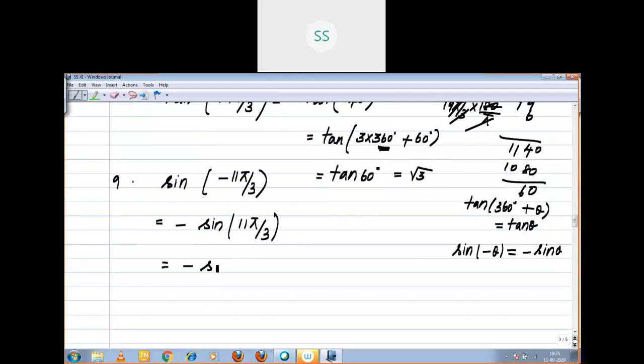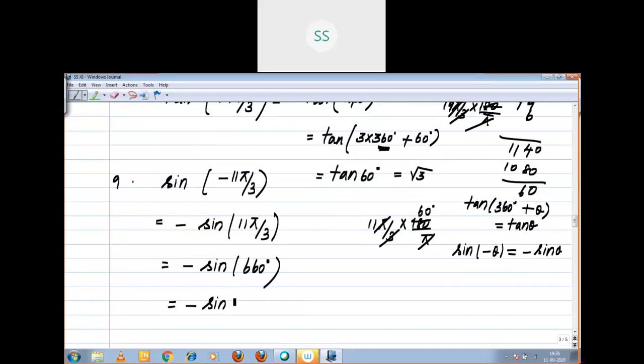Here also radian you are going to convert it to degree. When you get it as 660 degree. Right? 11 pi by 3 into 180 by pi. Pi cancel. Then you get it as 660.